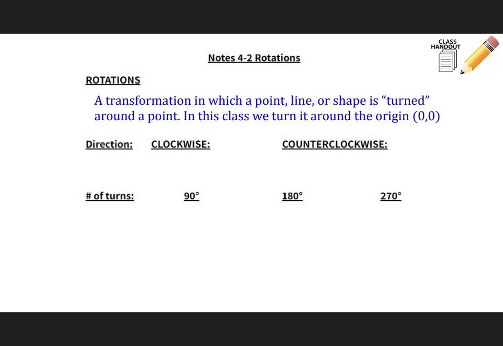In this particular class, we're going to be turning it around the origin, although you can do a transformation around any point, but to keep it simple, we're going to do it around the origin. When we're doing a rotation, there are two pieces of information that we need: the direction that we're turning, and the number of turns, which is given to us as a degree. Again, this is a simplified version of rotations. You can rotate a shape around any point and any number of degrees, but we're simplifying it in this particular class.